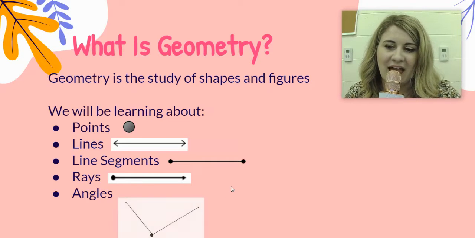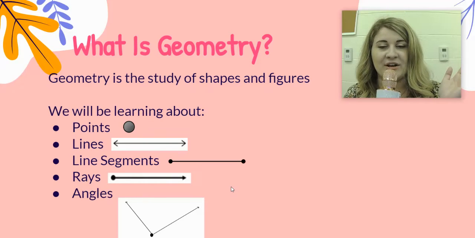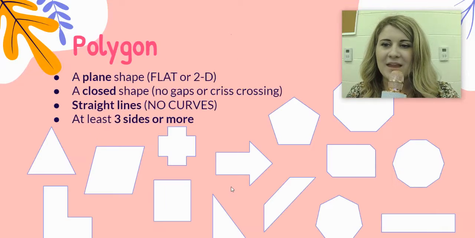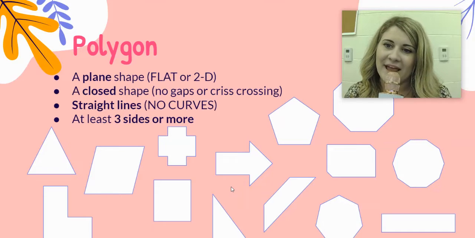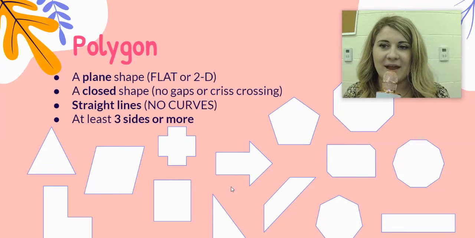Last but not least, we have an angle. An angle has 1 point and 2 lines coming out of that point going in different directions. When we put three of those angles together, we get a triangle. A triangle is considered a polygon. A polygon is a plane shape, meaning it's flat or 2D. There are no 3D shapes here. They are all flat like a pancake.